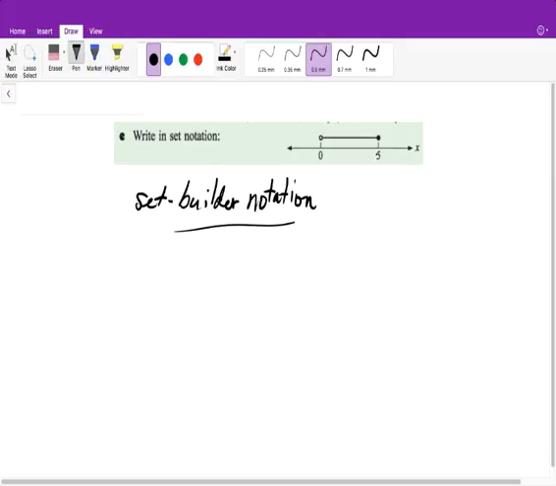So if we want to write this in set builder notation, we need to start with our set sign, all right? Because remember, this symbol tells us it's a set. And then we pick our variable. So it's a set of all x's, and then such that. And now the next part that gets written here is the solution to what they gave us.